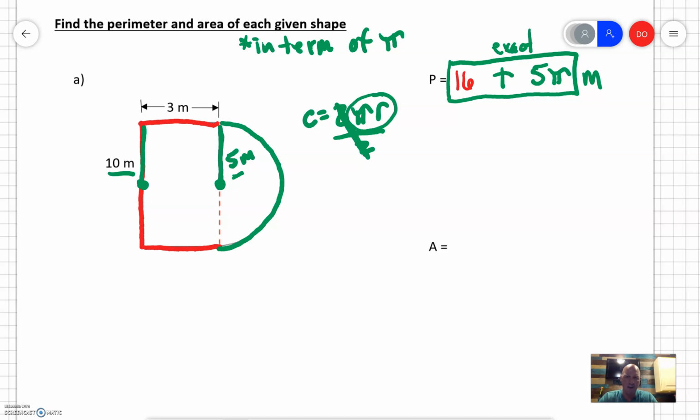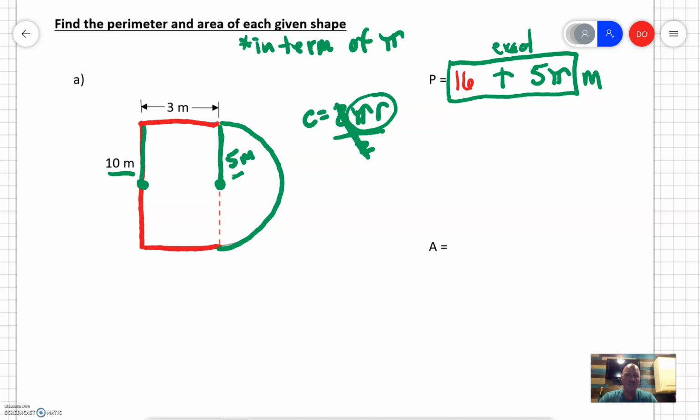16 and 5 pi are not like terms, because one has a pi term on it and one does not. Just like if that said 16 plus 5x, I couldn't call that 21x because 16 and 5x are not like terms. Same with this case. 16 and 5 pi are not like terms, therefore I'm not going to combine them.